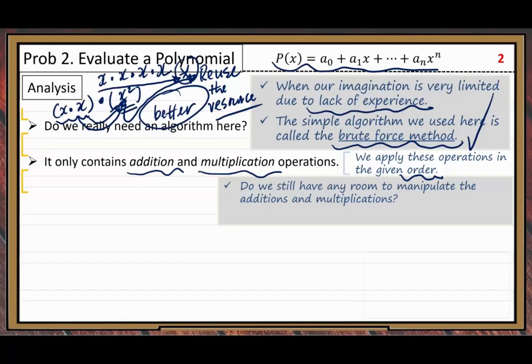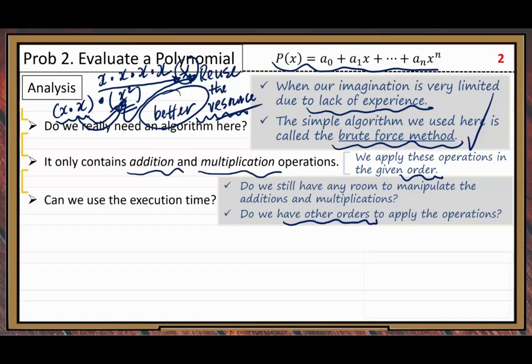Other than the order information, we have the freedom to choose different orders to evaluate the polynomial. But other than that, there is another important idea we can take advantage of. That's this reuse the resource idea. Let's continue. So we have freedom to try different orders, but at the same time, we want to reuse the resource.